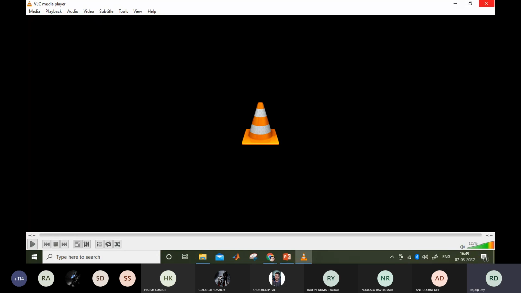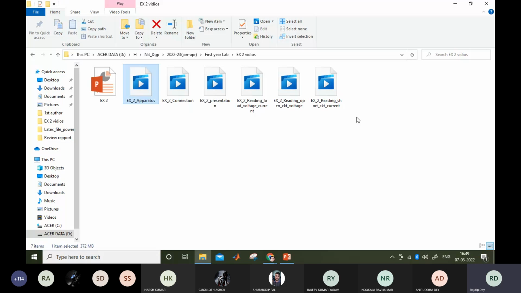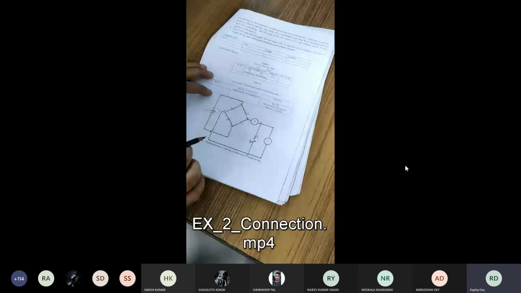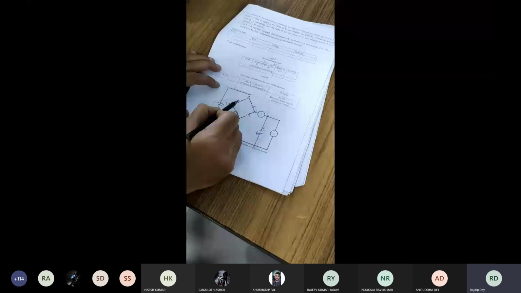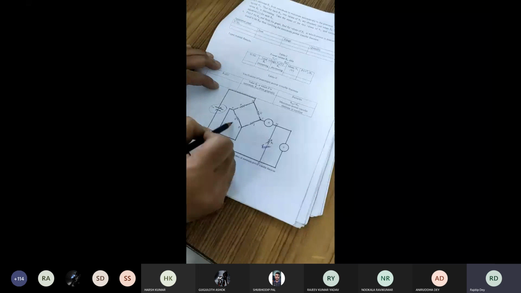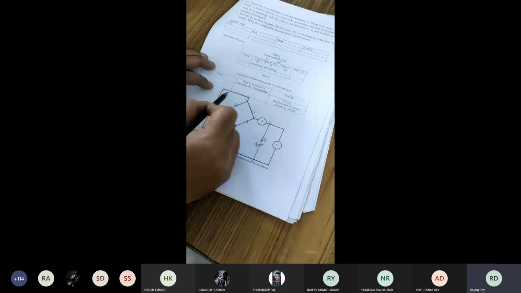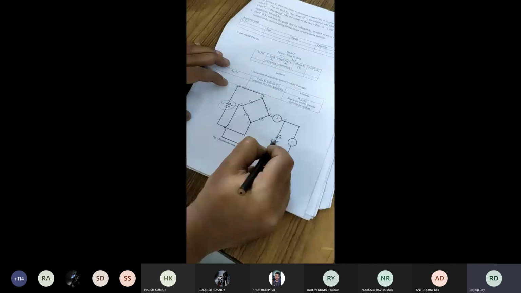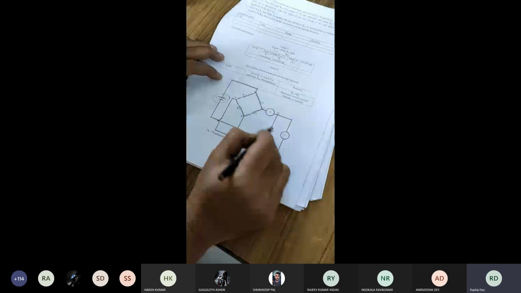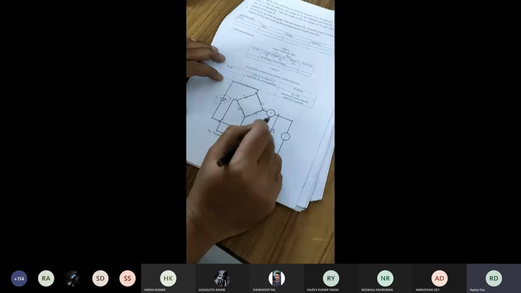Okay, so after this we'll see the connection. So how to make the connection. So this is the total diagram that we have to make. You can see there are four resistances P, Q, R and S, and the resistances are connected side by side, and with that one ammeter is connected, source is connected, load is connected, and a voltmeter is connected across the load too. So this ammeter and voltmeter are connected to get load voltage and load current.